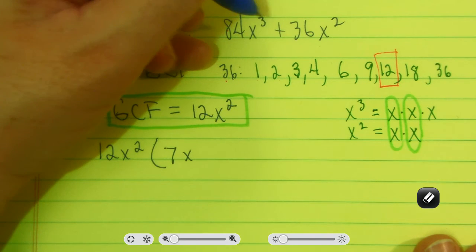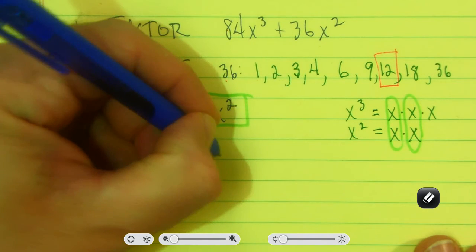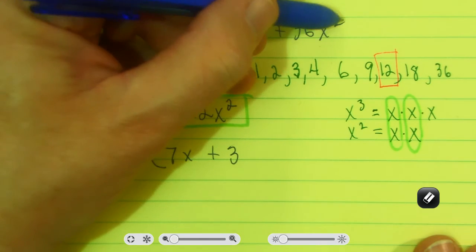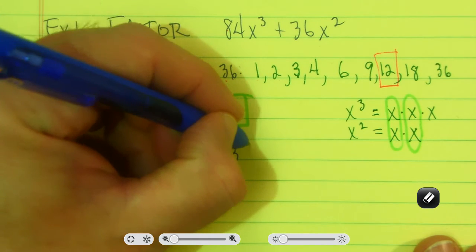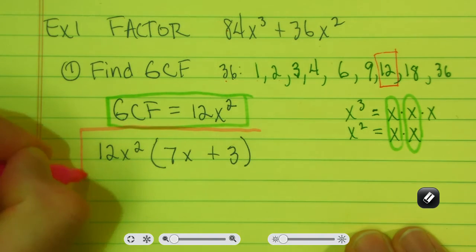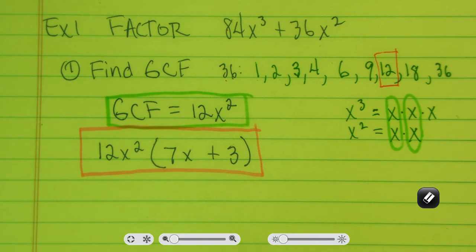Okay, that's pretty easy. 36 divided by 12 is 3. And x squared divided by x squared is just 1, so I don't have to worry about the variable at all. So in factored form, my answer is 12x squared times (7x plus 3). That's not too bad. Let's look at another example.